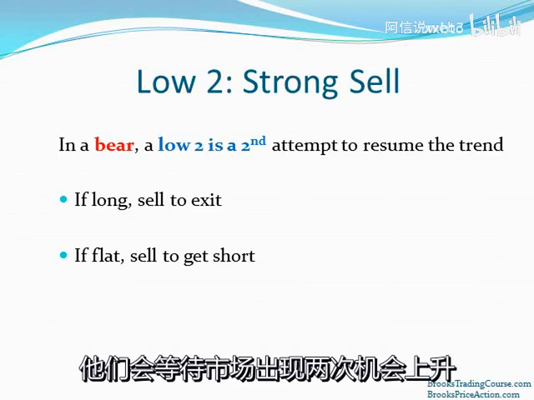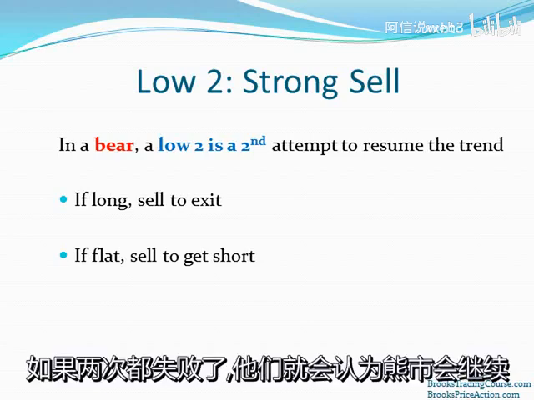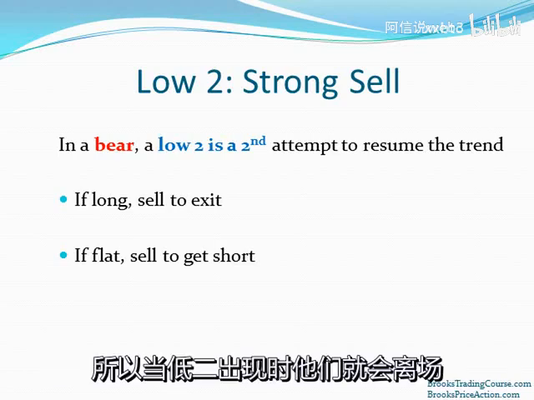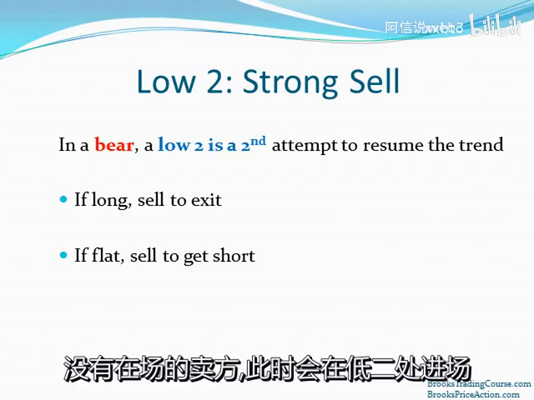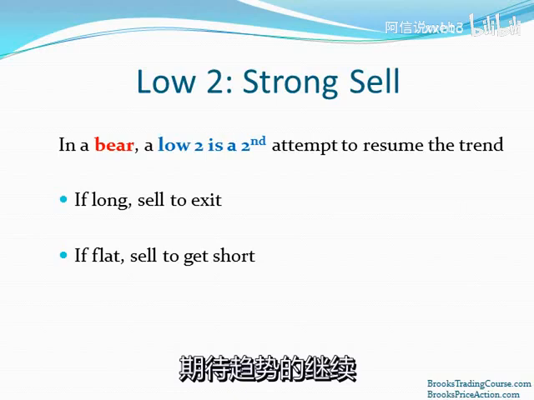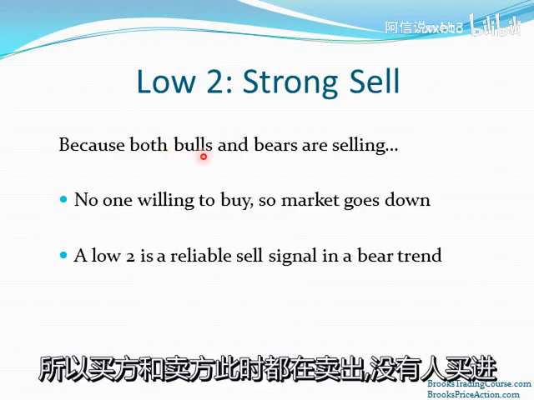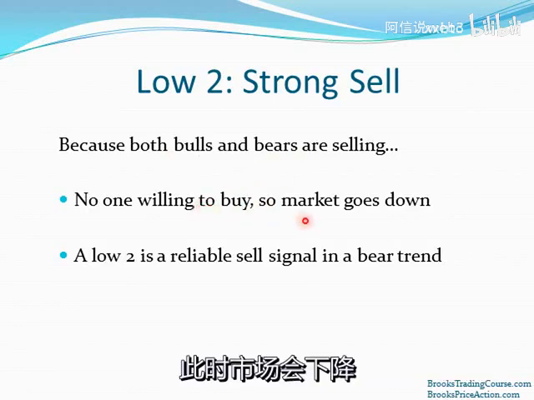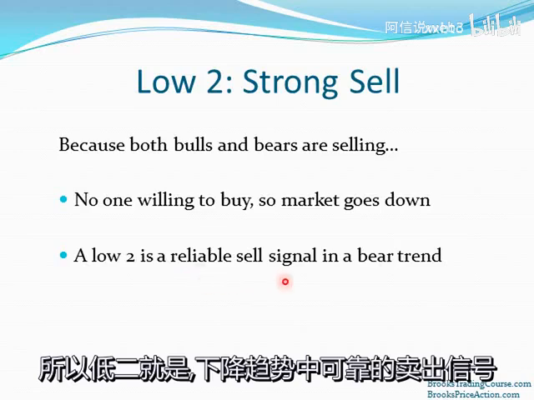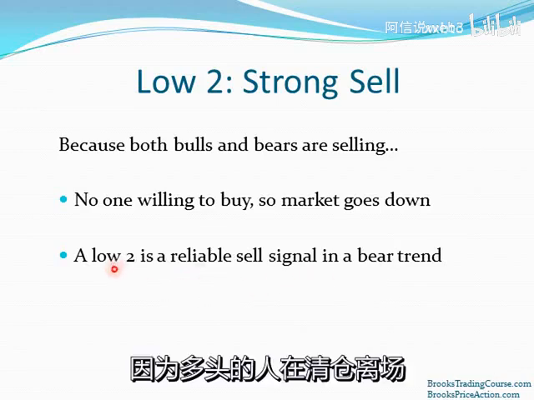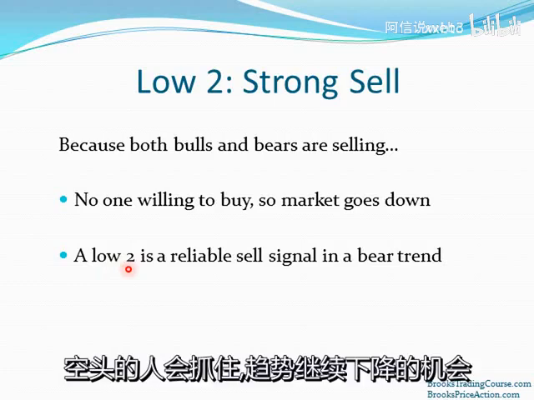They would have given the market 2 different chances to go up, and if it failed both times, they would be concerned that the bear would be resuming, and they would exit when the low 2 triggered. Bears who are flat will enter on the low 2 looking for a resumption of the trend. So you have both the bulls and the bears selling, no one willing to buy, so the market has to go down, and that makes a low 2 a reliable sell signal in a bear, because the bulls are selling out of their longs and taking their losses, and the bears are selling to capture the resumption of the trend.